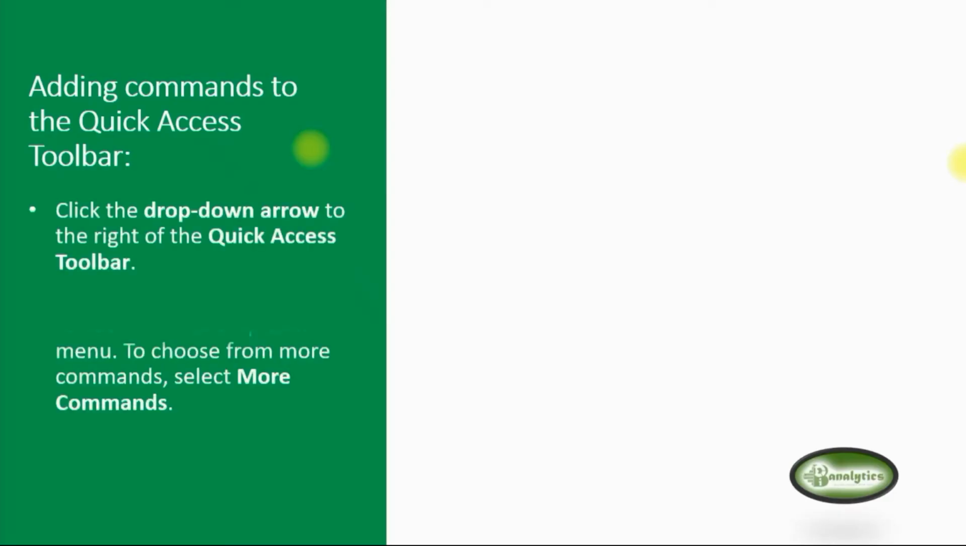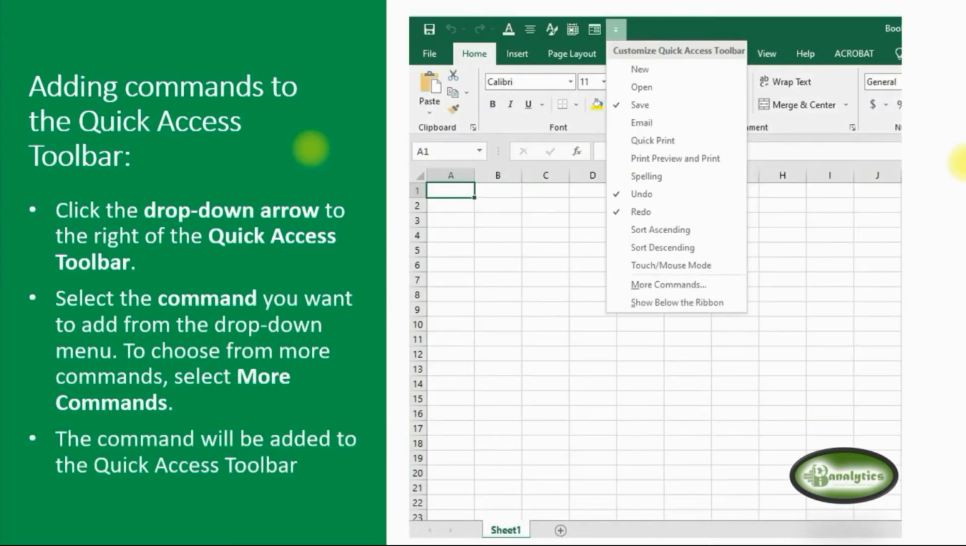So now let me teach you how to customize the quick access toolbar. To add commands to the quick access toolbar, click on the drop down, like you can see. Like I've said before, that's the quick access toolbar. Click on this drop down arrow.